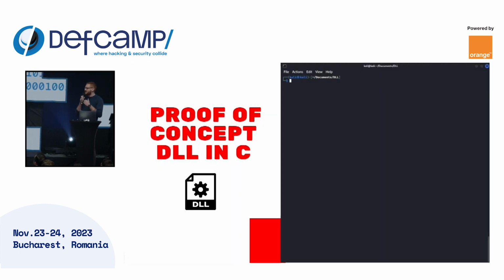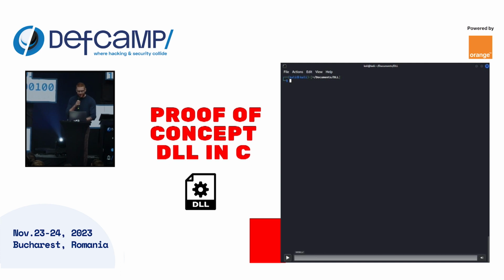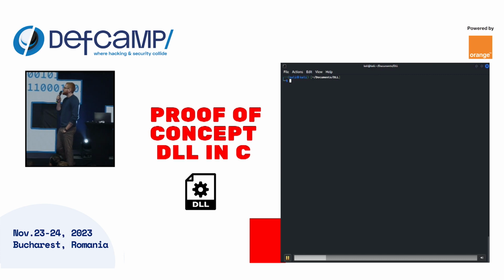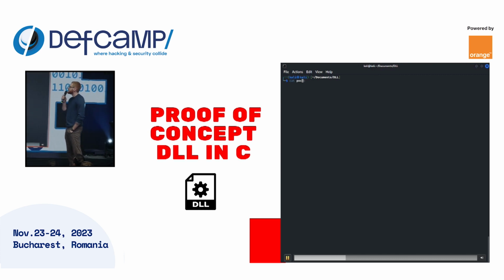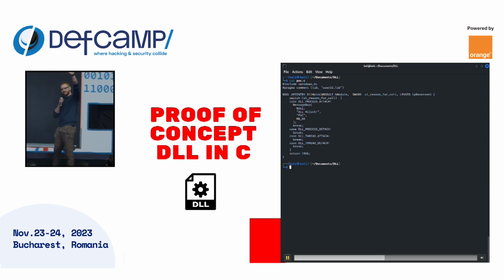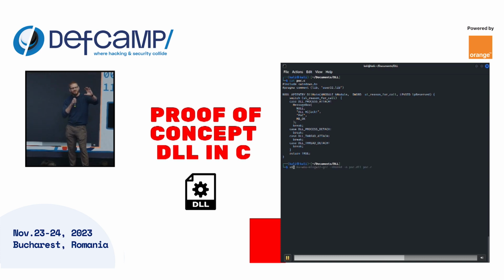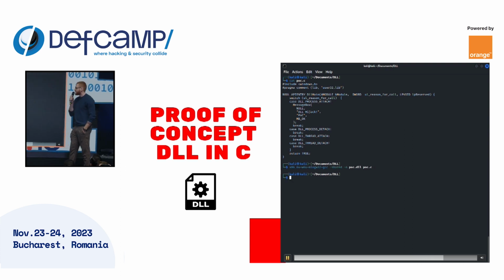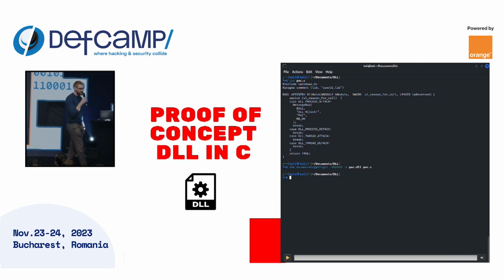Fantastic. So now that we know what a DLL is, we can try to create our own. So here is a very basic proof of concept in C. What it does, it displays a message box with POC as the title and DLL hijack as the caption. We will cross-compile it using the -shared flag, and there we have it, our poc.dll file on our Kali Linux machine.